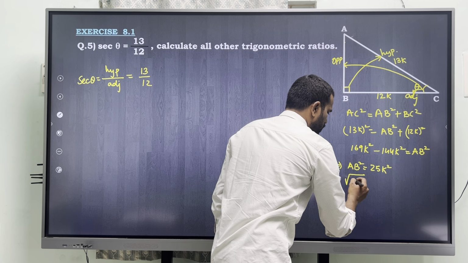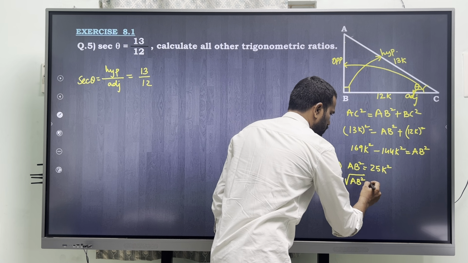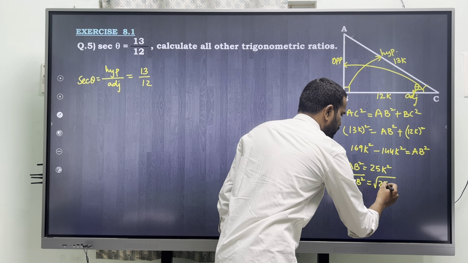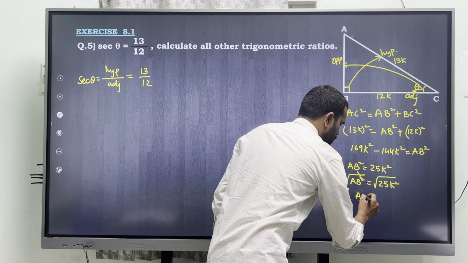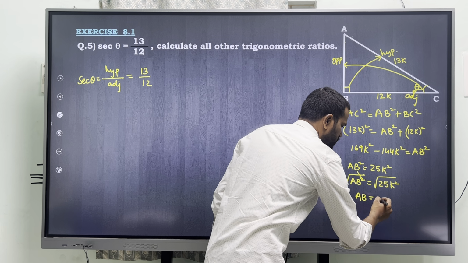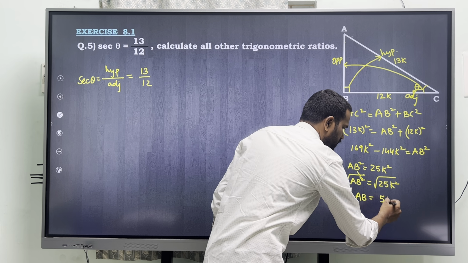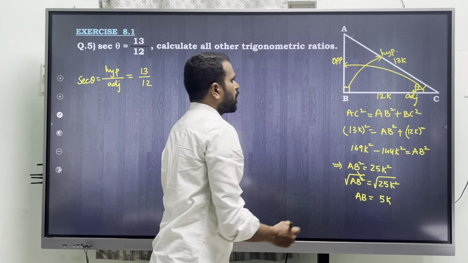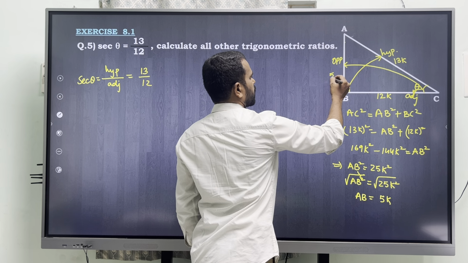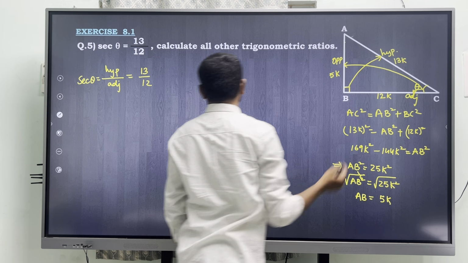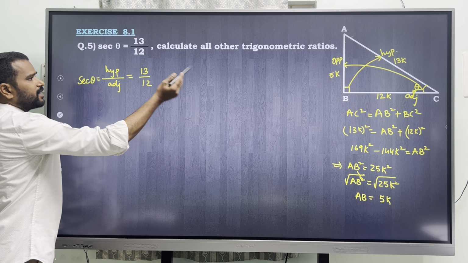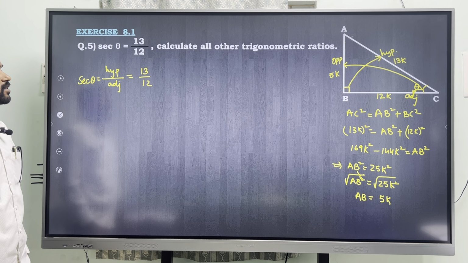Okay, taking square root on both sides, root of 25k square. So AB is equal to root of 25, which is 5, and root of k square is k. So AB is 5k. So this is also a trigonometric triplet, 5, 12, 13. So next, find all the other trigonometric ratios.